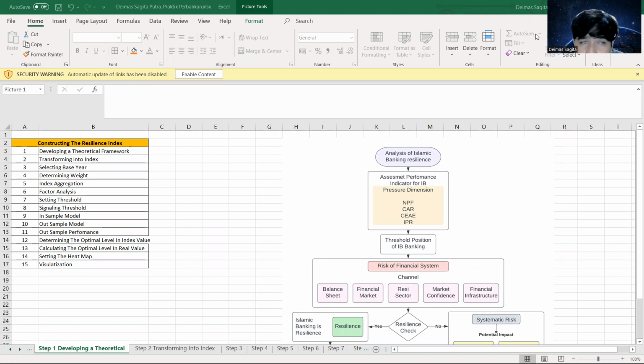The first is developing a theoretical framework. The second is transforming into index. The third is selecting measure. The fourth is determining weight. The fifth is index aggregation.